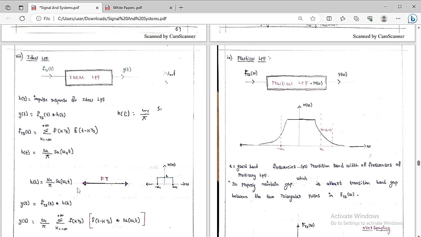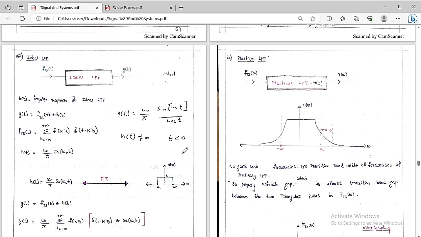So sine of omega c t by omega c t. Basically, if you see clearly, this graph, I have already told you here, h of t is not equal to 0 for t less than 0. So therefore, you can say if h of t is not equal to 0 for t less than 0, it is a non-causal system.